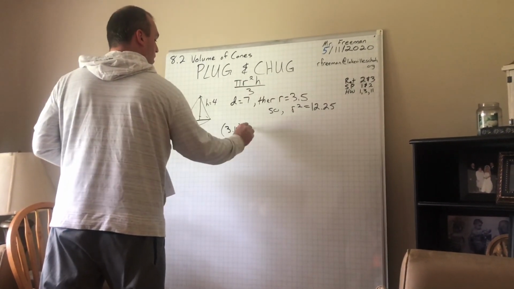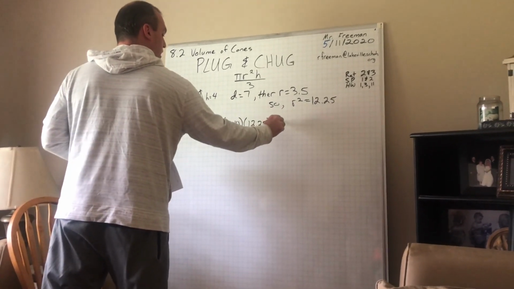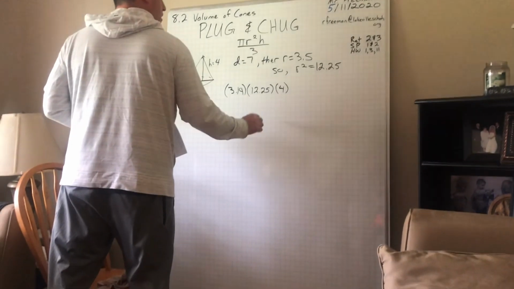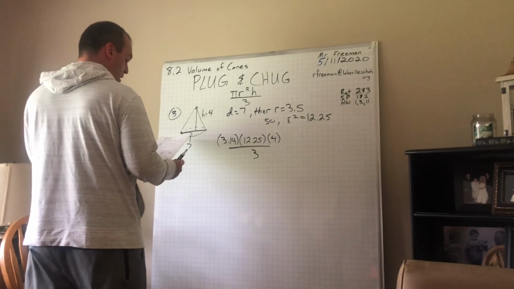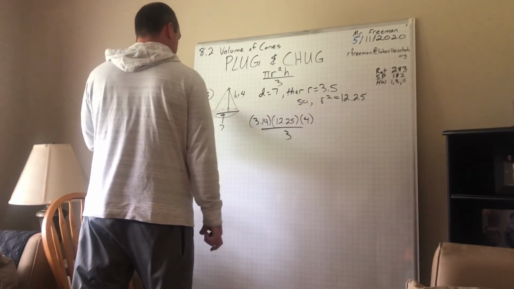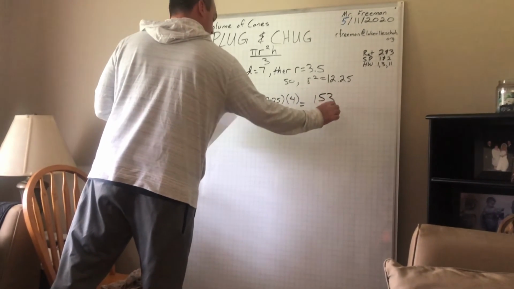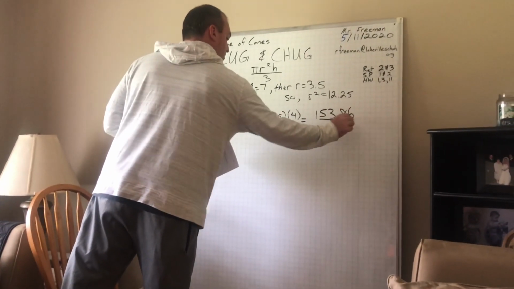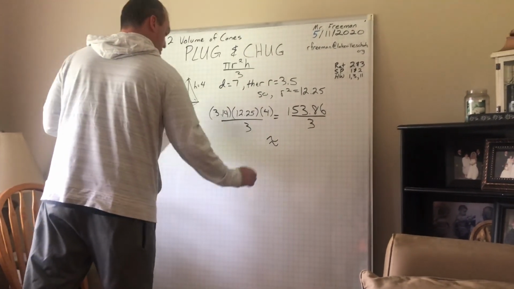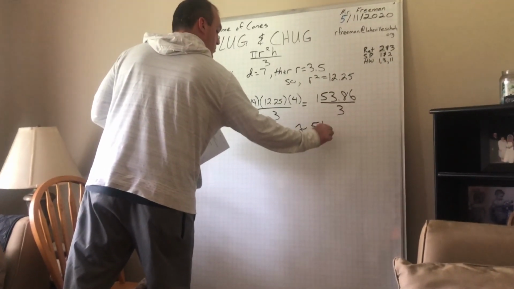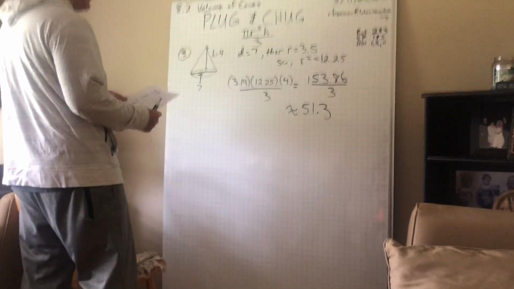R squared is 12.25. My height is only 4. And we're going to divide all that by 3 to get our volume. When you multiply all these together, you get 153.86. And when you divide that by 3, your rough answer should be something close to 51.3. Okay, that's all I'm going to do for the reteach page.